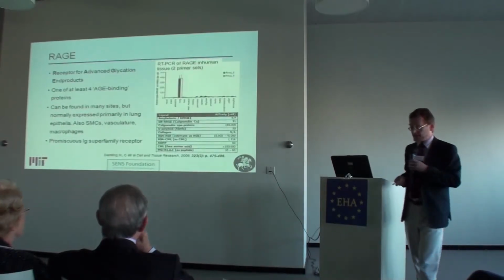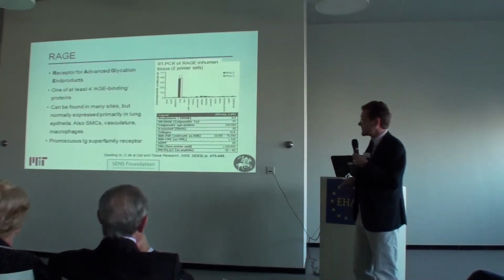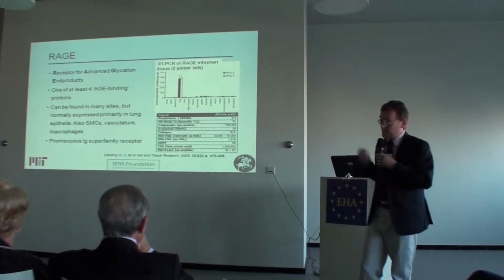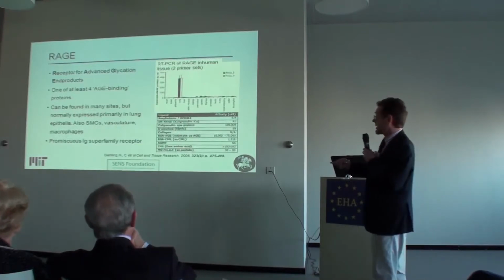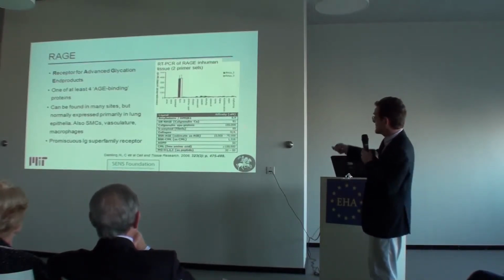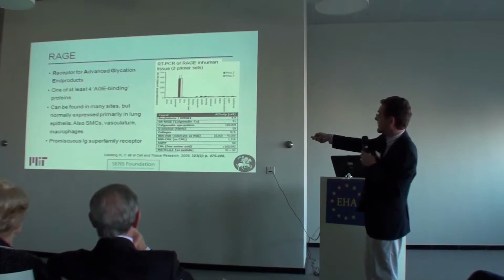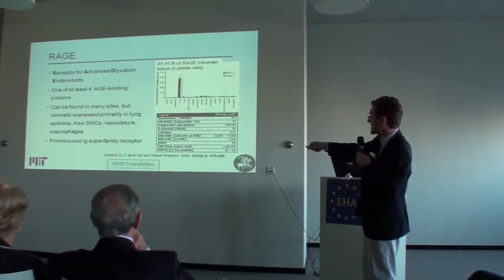Receptor for advanced glycation end-products is another route. At least 4 different AGE-binding proteins. This is the most commonly studied, found in lots of sites, particularly in the lung. A very promiscuous binding protein. It binds to all these things, several proteins, different sorts of AGEs and things.